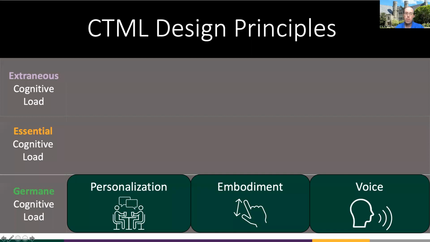So those are the three CTML design principles for germane cognitive load. Personalization: speak as if you're speaking to your students. Embodiment: be a video star, be in your video. And voice: use a human voice, use your voice or other human voices when you create your video.